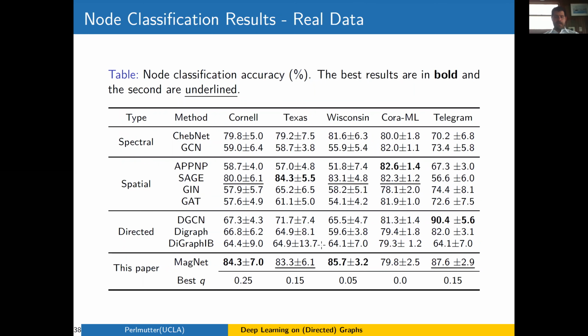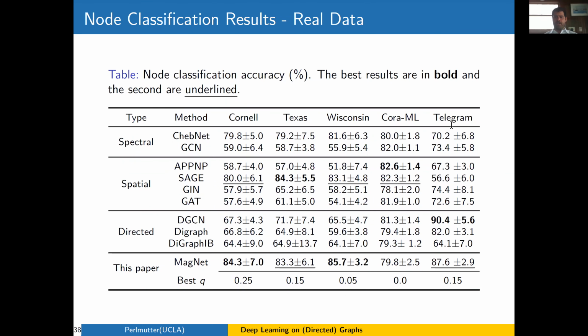So we applied this to a variety of data sets using both spectral methods, spatial networks, and other networks applied to directed graphs. And we see that MagNet generally comes in either first or second for all of these real data sets, except for Cora, which, as I mentioned before, is one of these citation networks, which it actually is natural to view as not being really directed. And again, our model does actually select Q equal to 0 there. And so the differences here between MagNet, which is our network, and ChebNet are purely due to random error in this setting.